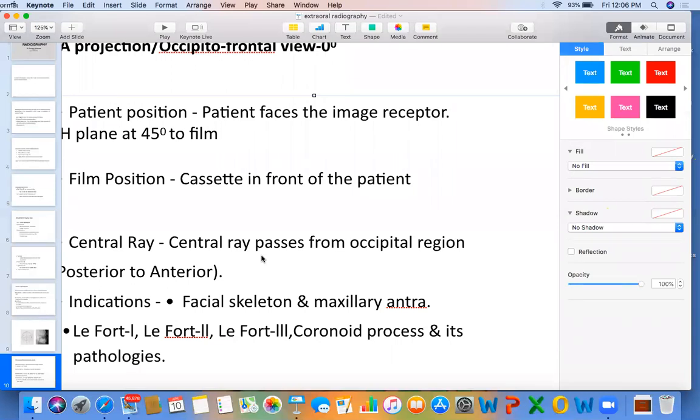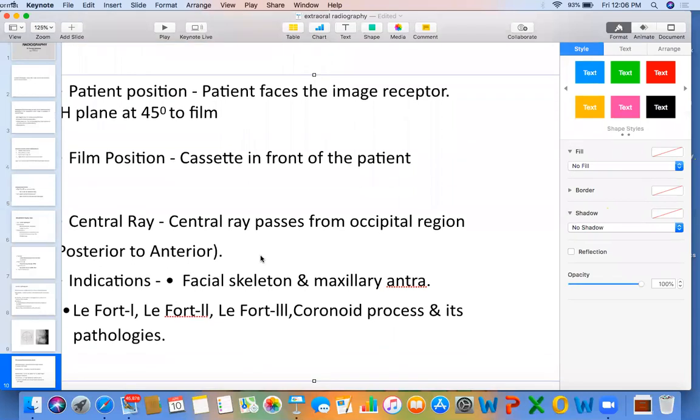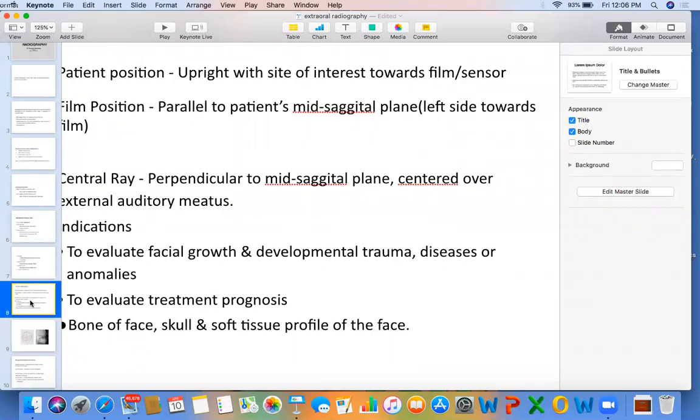So what is the patient position here? Patient position is upright with site of interest towards film or sensor. Film position is parallel to patient's mid-sagittal plane. So that is again a baseline. And central ray is perpendicular to that mid-sagittal plane, which is centered over the external auditory meatus.